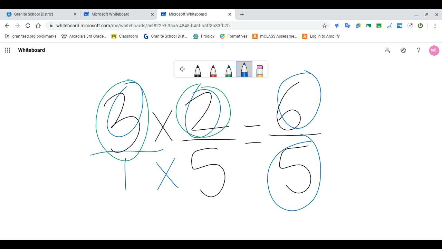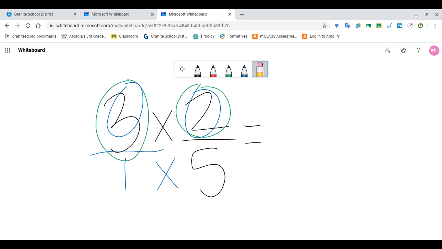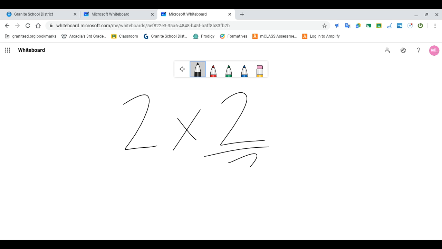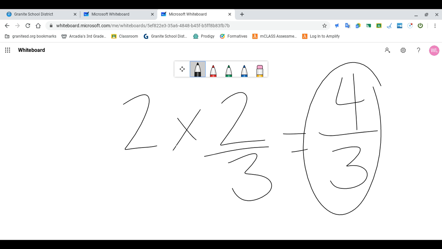You don't have to write this invisible one, but it is just more for your information so you get how it works. So let's take a look at another problem. Let's say we have 2 as our whole number and 2/3 as our fraction. Multiply your whole number and your numerator and you get 4 and your denominator is 3. And your answer is just this improper fraction of 4/3.